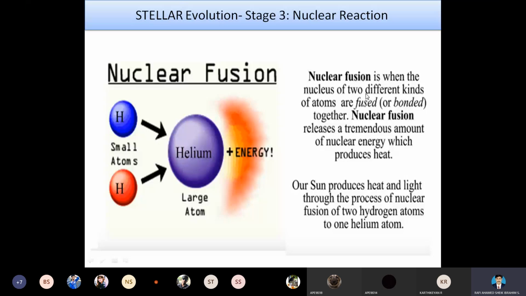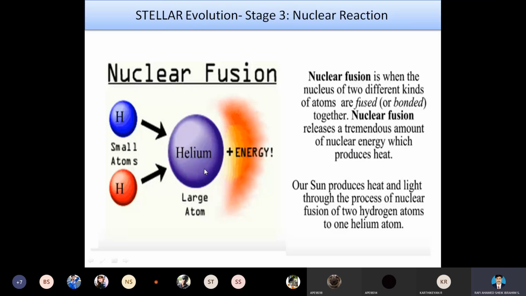So when the nuclei of two different kinds of atoms are fused together, when they collide and bombard each other, a tremendous amount of energy is released from the medium. So it's called nuclear fusion. Here, in the formation of a star in stellar evolution, we are going to use this same nuclear fusion reaction.